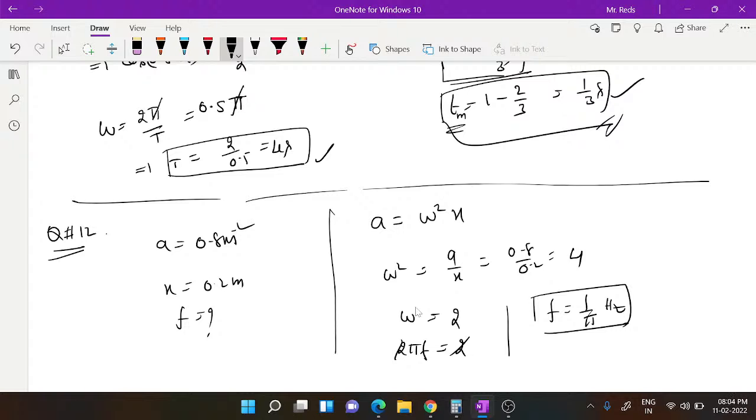Sir, in all cases, should we take omega as 2 pi f? Omega is 2 pi f or 2 pi by capital T. But if we are asked for frequency, you have to take it in terms of frequency. Omega is 2 pi times frequency. So omega square means this entire thing squared. Okay, sir. Thank you.